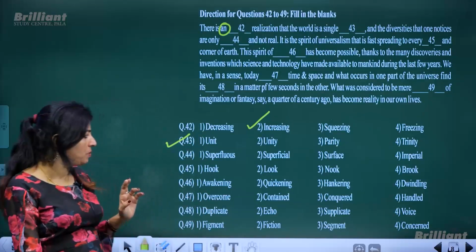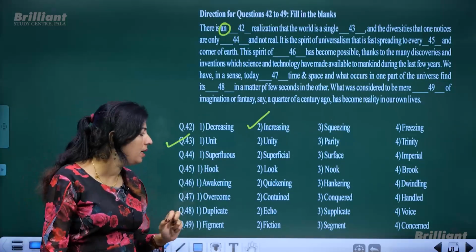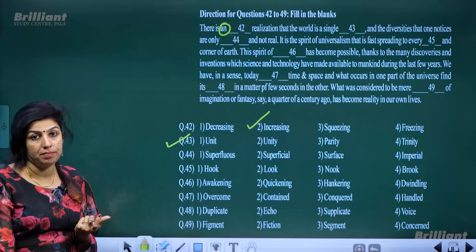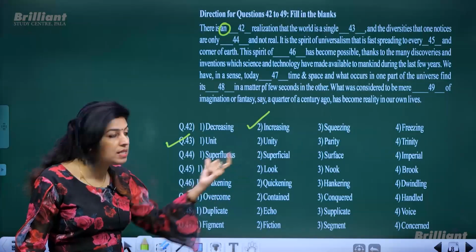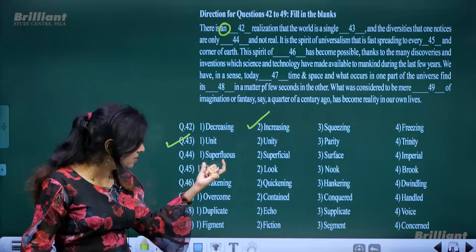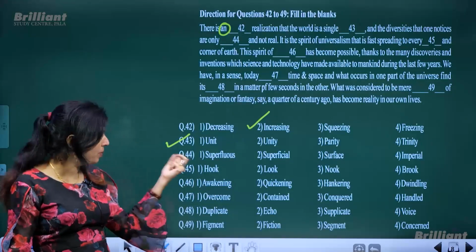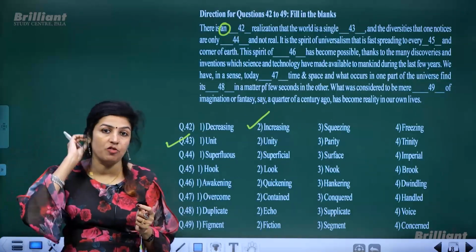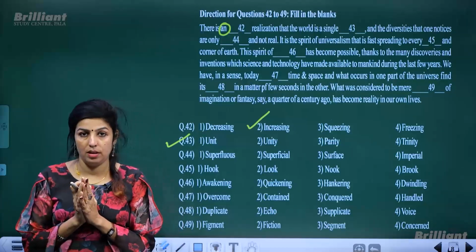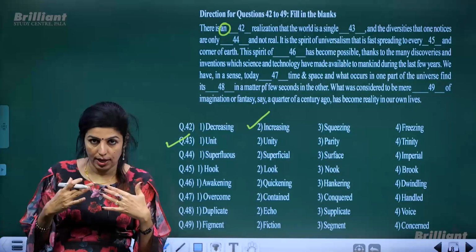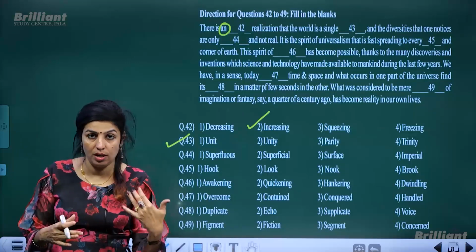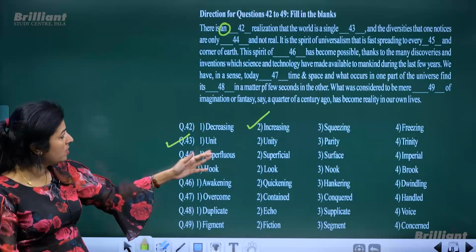Now, you need to choose between the first and second option, but there is a difference in meaning. Even if it sounds similar, one is superfluous and one is superficial. Superfluous means something which is excessive, more than what is required. Something which we require and we have more than that, more than enough. So, superfluous, no connection.